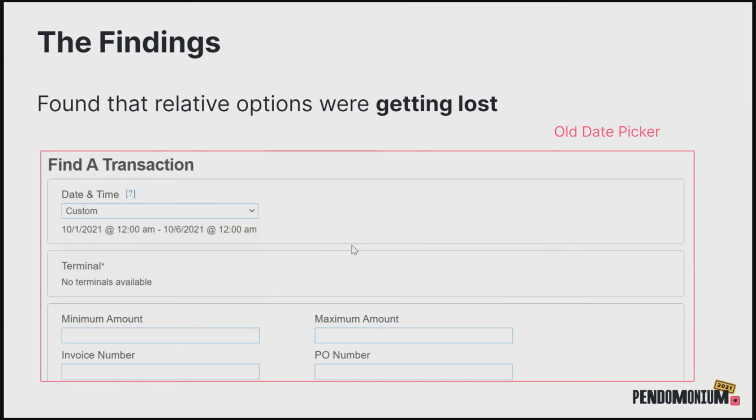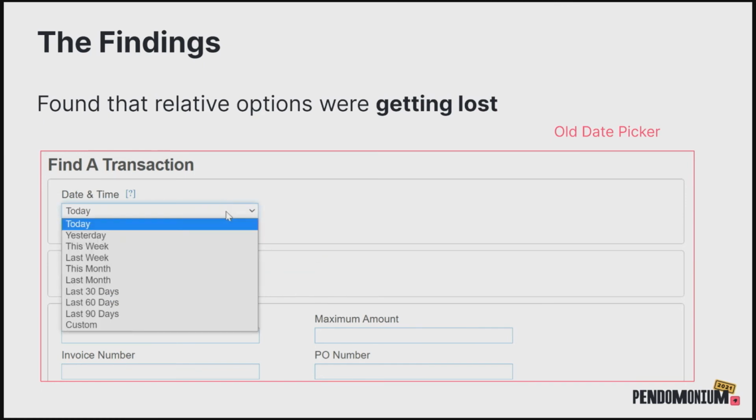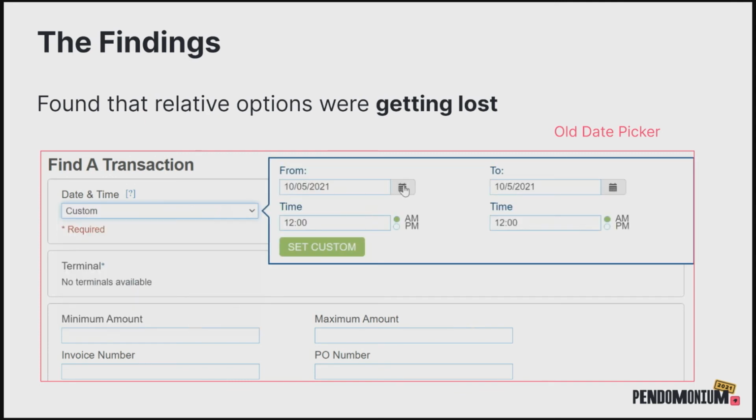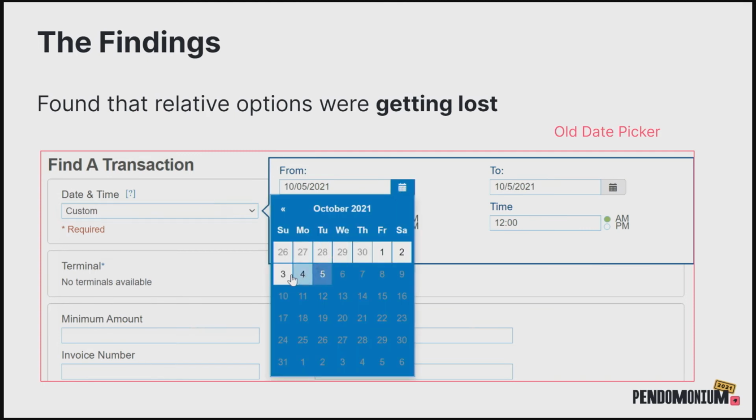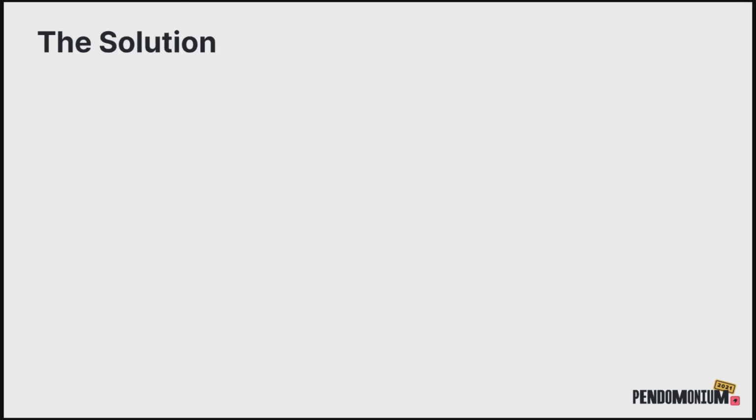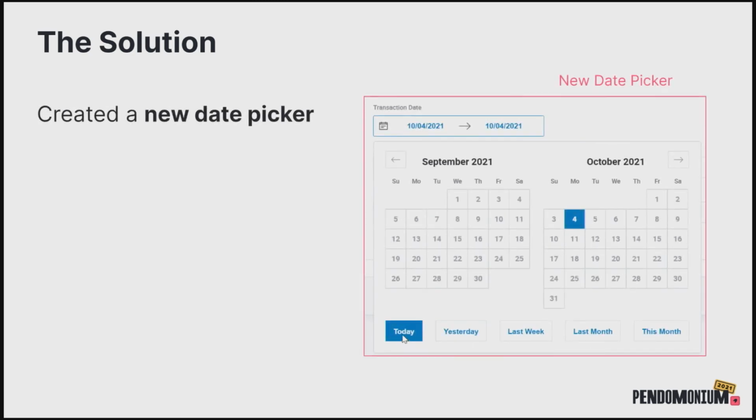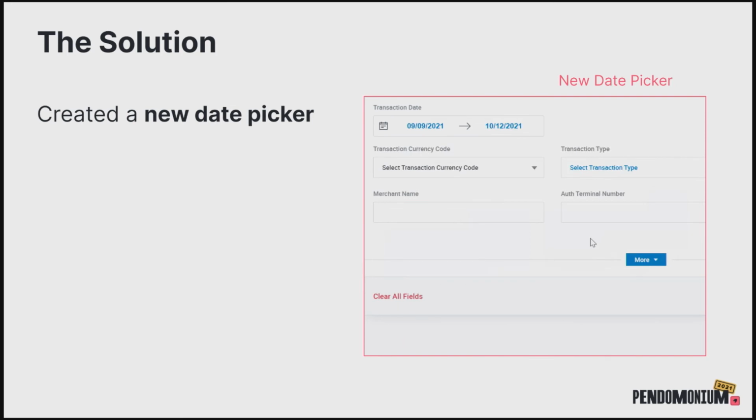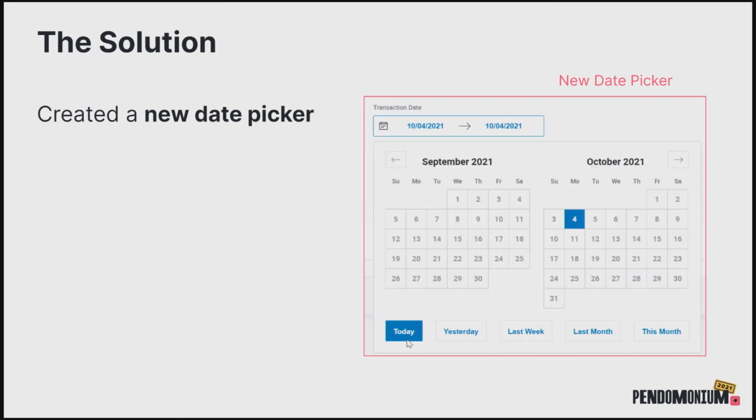And then what we also learned was the custom date picker was a little heavy. You've got to pick the beginning date from a drop down. Then you've got to pick the ending date from a drop down, and then click apply. So along with Mike here in the audience, we came up with a solution to use a new date picker that surfaces the most used ones first, which is that custom date.